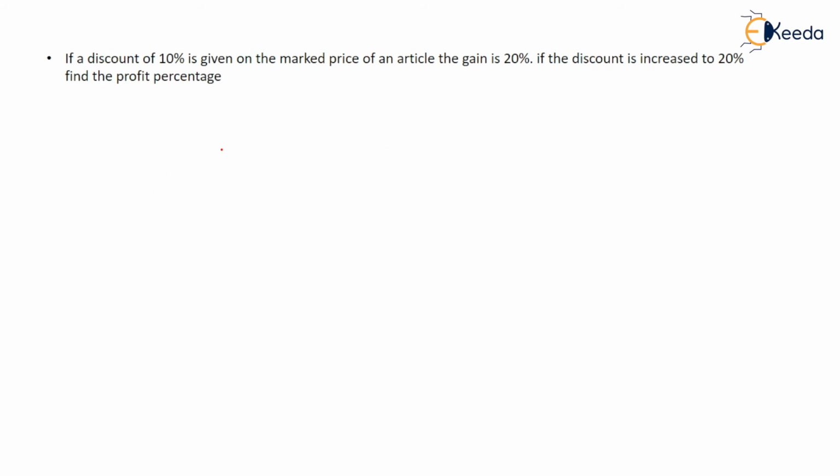Simple. If a discount of 10% is given on the marked price of an article, the gain is 20%. If the discount is increased to 20%, find the profit percentage. So suppose 100 is the marked price. A discount of 10% means 90 rupees, right? On the marked price of the article, but still he is gaining 20%.